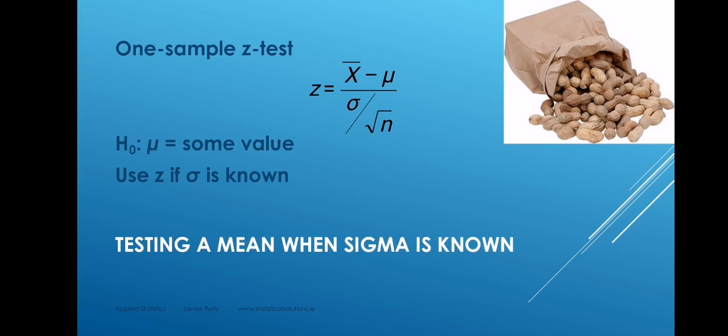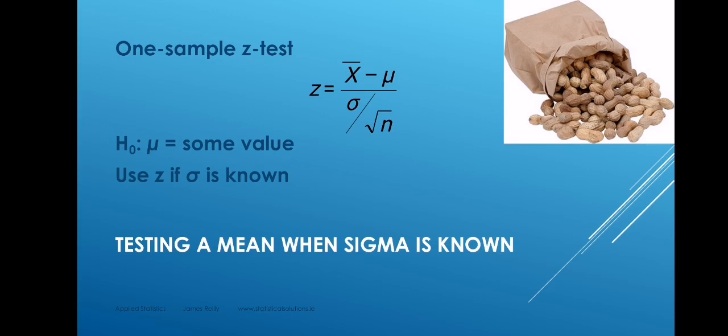So we have a situation where there's a certain hypothesized value for the population mean mu. This is the value that the population mean is believed to be or supposed to be, and we want to take a sample from that population to see if that is the case. So we call this a one-sample Z test because it uses a Z-score from a normal distribution. And we know that sample means are normally distributed.